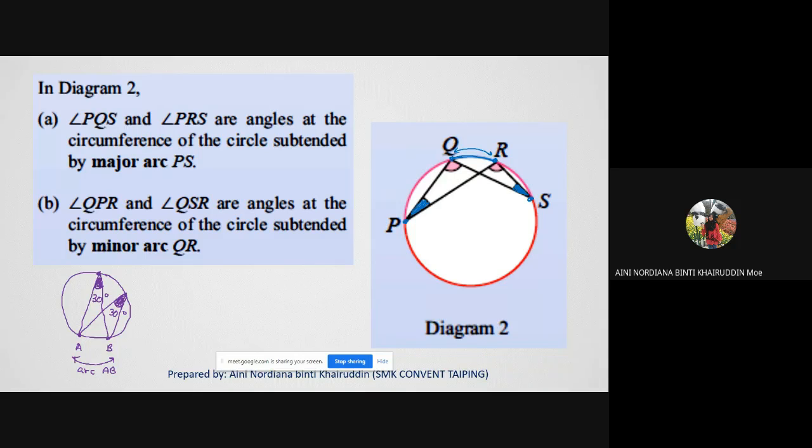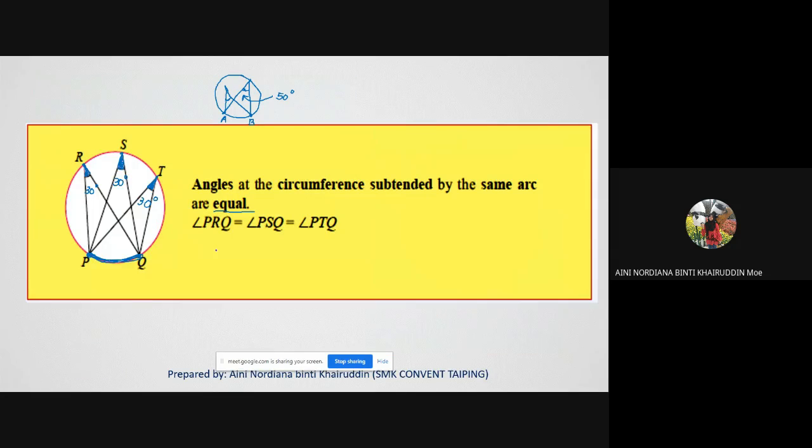Okay, if you have another chord meet at one point at circumference, this angle also have the same value as this angle and this angle, which is 30 degree. It means that when two chords meet at circumference from the same arc AB, then all the angle have the same size. Okay, boleh? So this one, like I said just now.